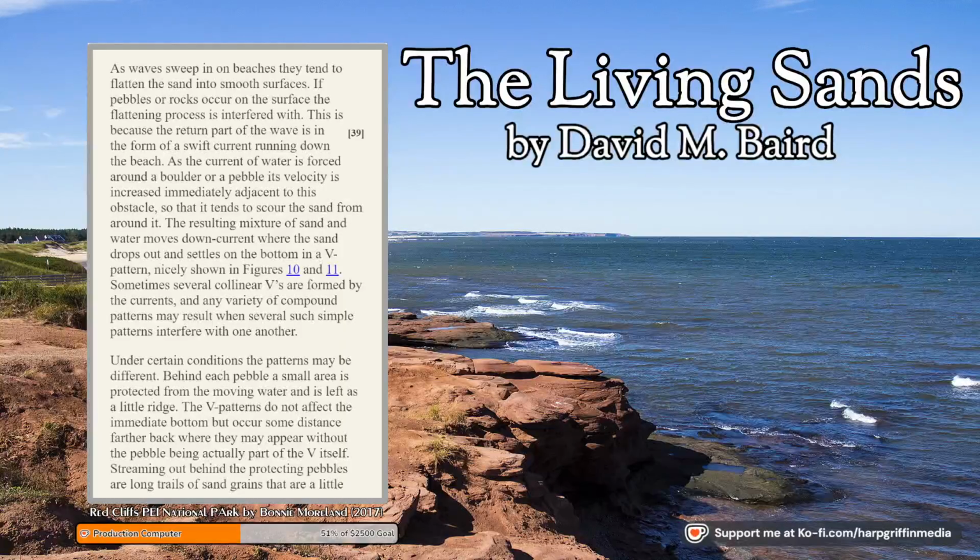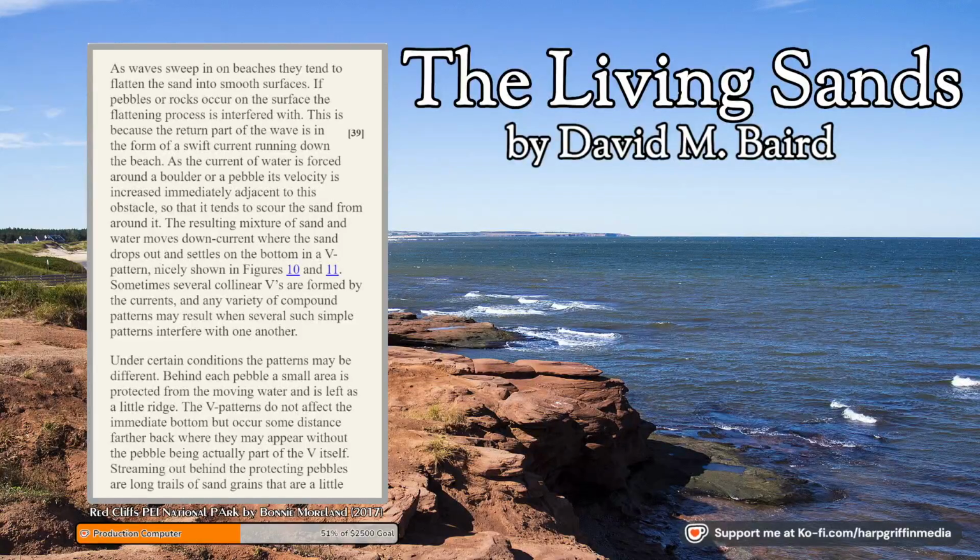The resulting mixture of sand and water moves down current where the sand drops out and settles on the bottom in a V pattern, nicely shown in Figures 10 and 11. Sometimes several collinear V's are formed by the currents, and any variety of compound patterns may result when several such simple patterns interfere with one another.